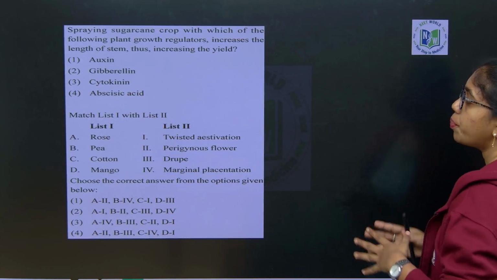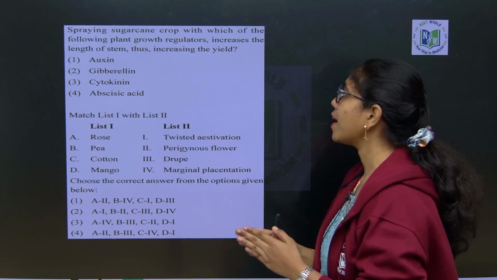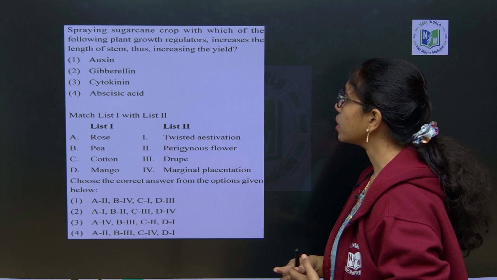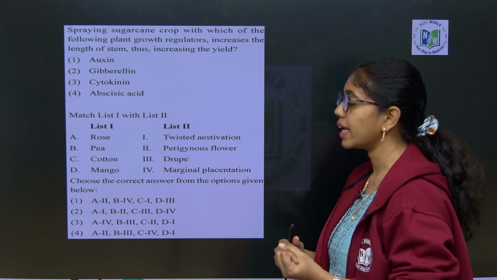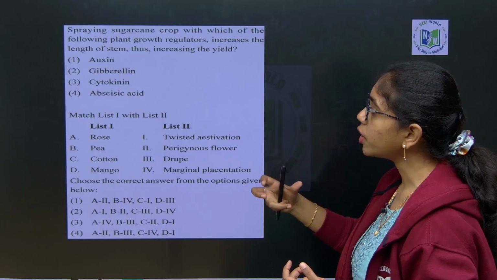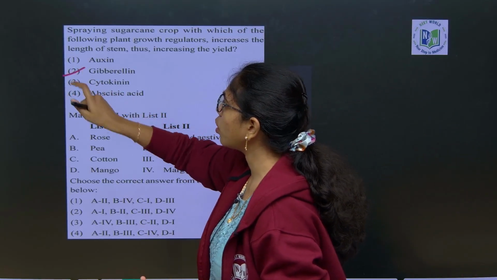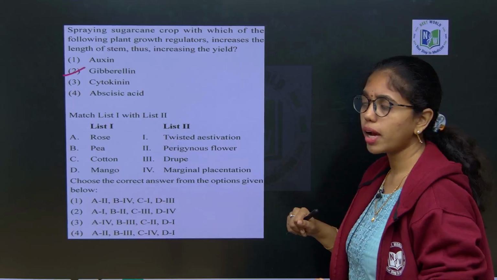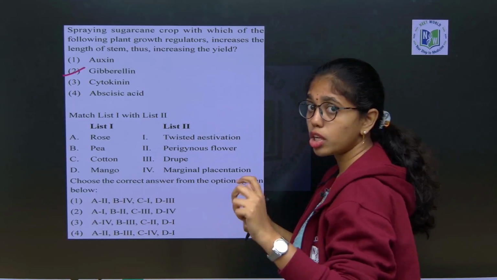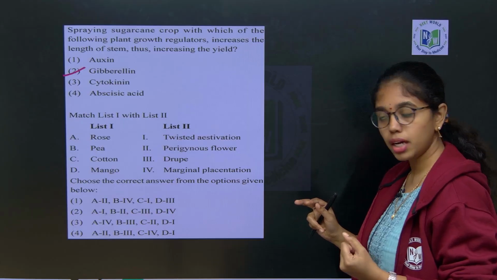Next question, spraying sugarcane crop with which of the following plant growth regulators increases the length of the stem, thus increasing the yield? Okay. So, on spraying, what will increase the internodal length? The immediate plant hormone or phytohormone that comes to our mind is gibberellin. Okay. On spraying gibberellins, internodal length will be elongated in a stem.